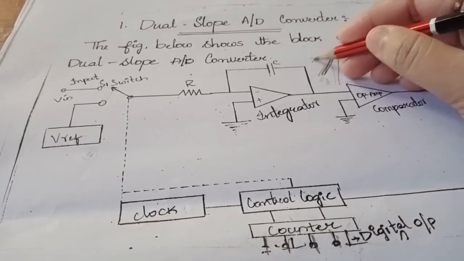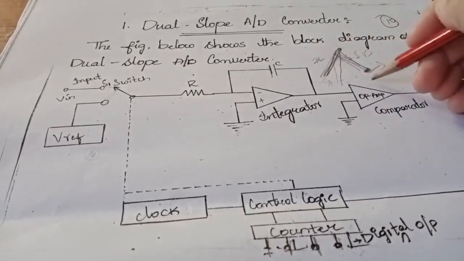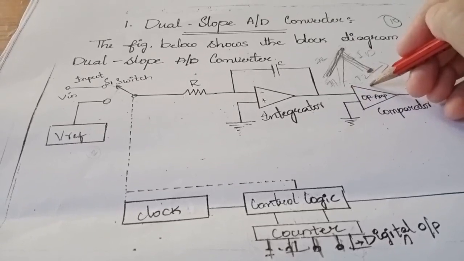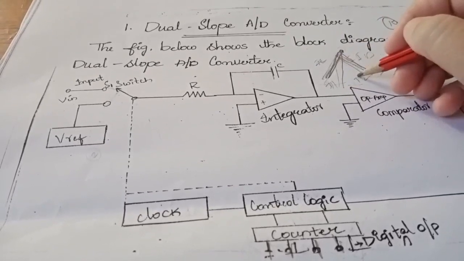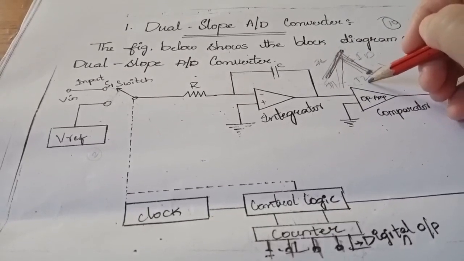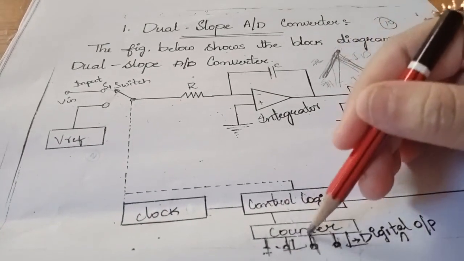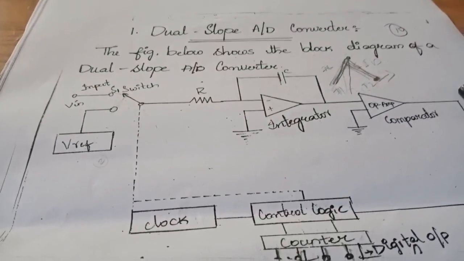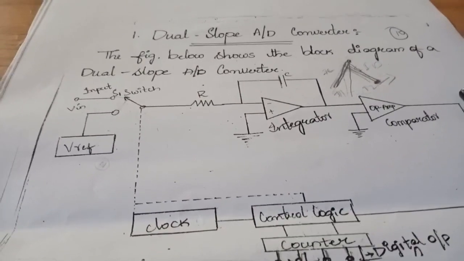Charging is IC and discharging is ID, for a time period of T2. This is T1, T2, and the result of this ramp is negative going. Finally it will cross the 0 level. As it is crossing the 0 level, the counter reading will be equivalent to the analog input. So finally we get the input converted into digital form.